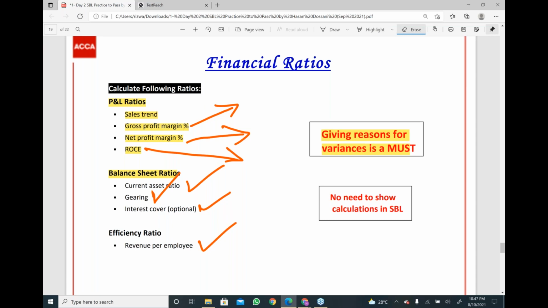No need to show calculations in SBL. In other papers, yes, it's very important, but in SBL, no need to show calculations. Would you show calculations to the board of directors? No, right? You will just calculate on Excel or on your calculator, and you just write the numbers, the variances, the percentages in your explanations. That's it.